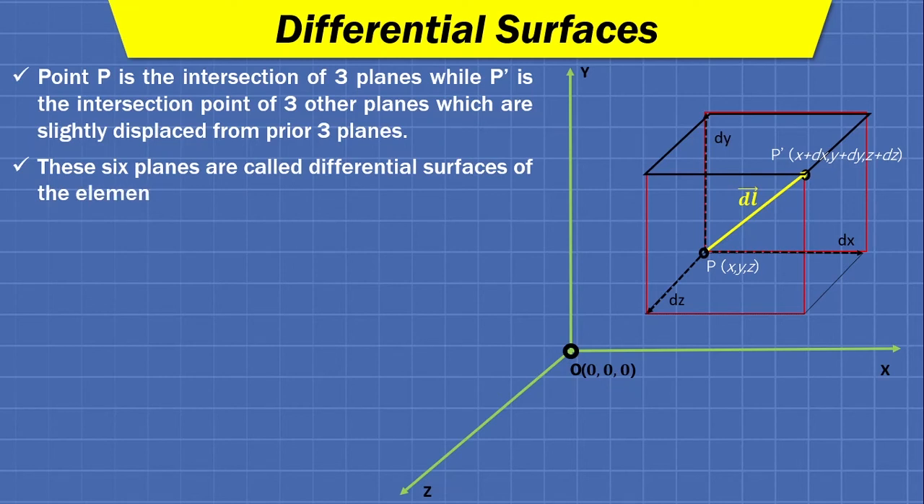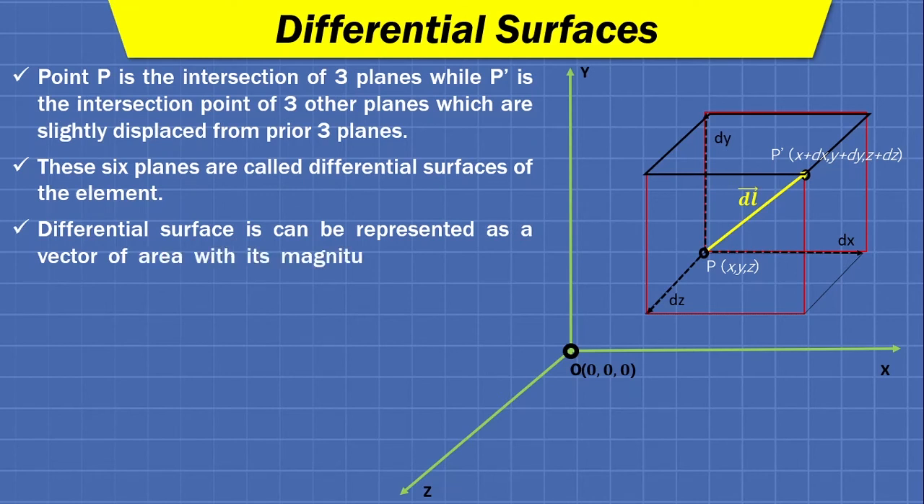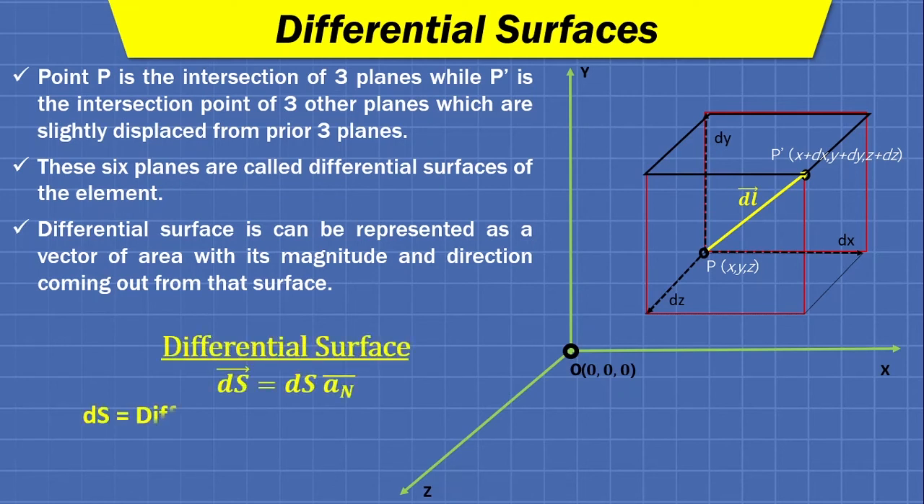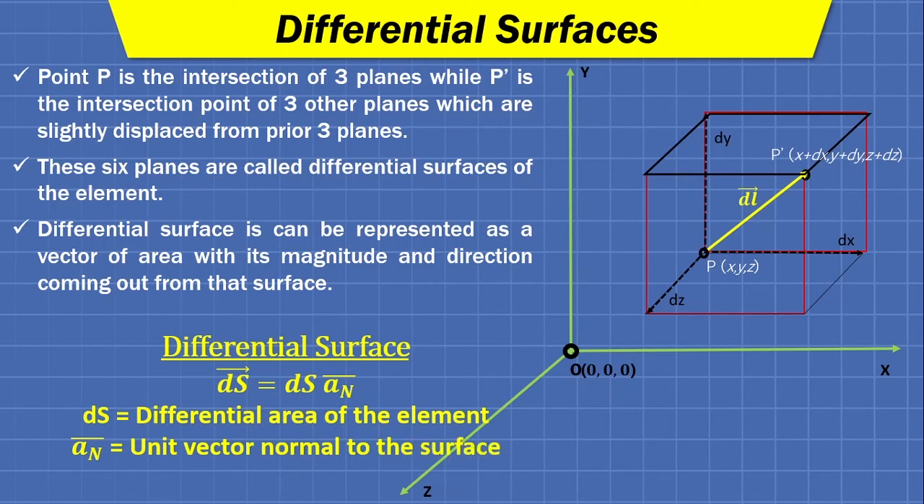Now these 6 planes are called differential surfaces of the element, and differential surfaces can be represented as a vector of area with its magnitude and direction coming out from that surface. So in general, we have a formula of differential surface as ds bar equals ds, that is the magnitude of that small surface, and an bar, that is the unit vector normal to the direction of that surface.